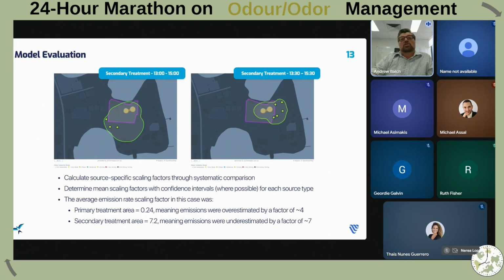We calculated source-specific scaling factors through systematic comparison of observed and modelled plume boundaries. We determined mean scaling factors for each source type. The average emission rate scaling factors revealed significant discrepancies. For instance, the primary treatment area odours were overestimated by approximately a factor of 4. Secondary treatment area odours were underestimated by approximately a factor of 7.